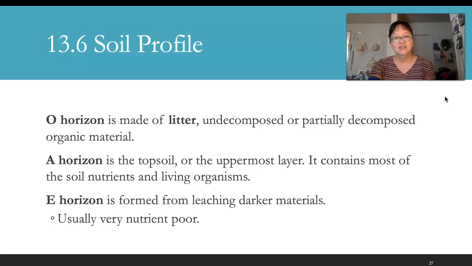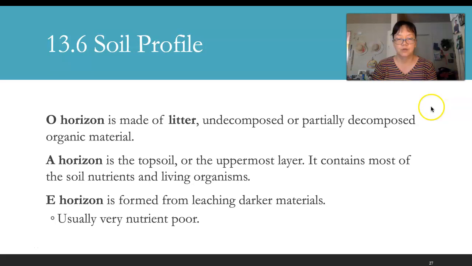The A horizon is the topsoil, the uppermost layer. It contains most of the soil nutrients and living organisms. In my regular face-to-face class, I take students to the nature trail on campus so we can dig out the soil and see the A horizon. Most soils have an A horizon, not all of them. You just have to remember the A horizon is the top layer of the soil.